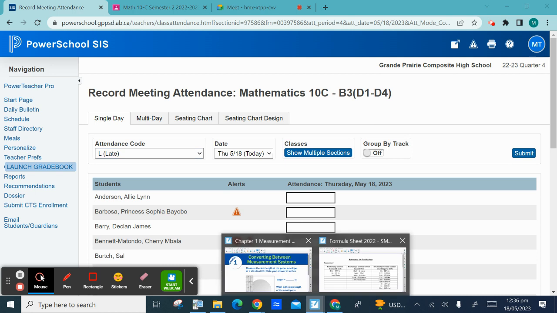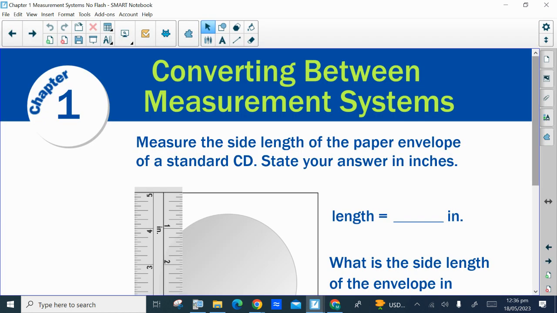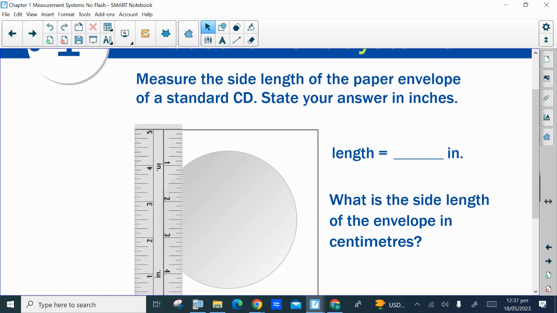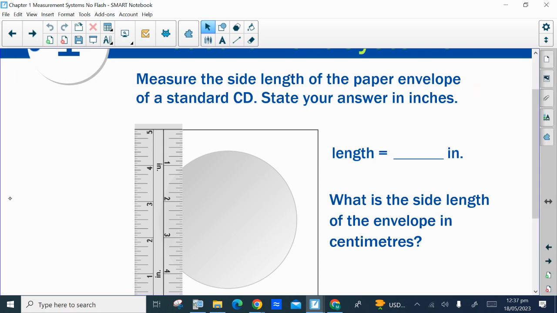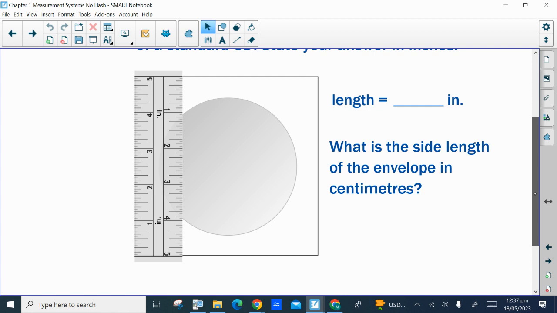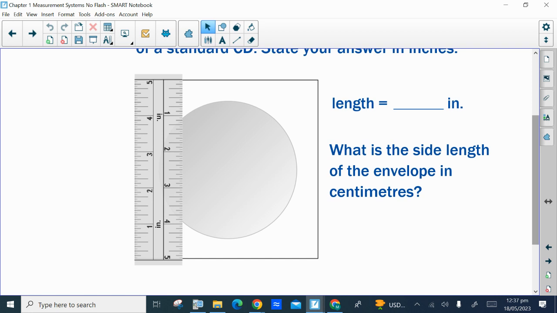All right, so converting between the two systems. This first question asks us to measure the side length of the paper envelope of a standard CD. We have an inches ruler there, so we're going to measure it in inches. So the ruler's already kind of set there. And it looks like it is 5 inches long.